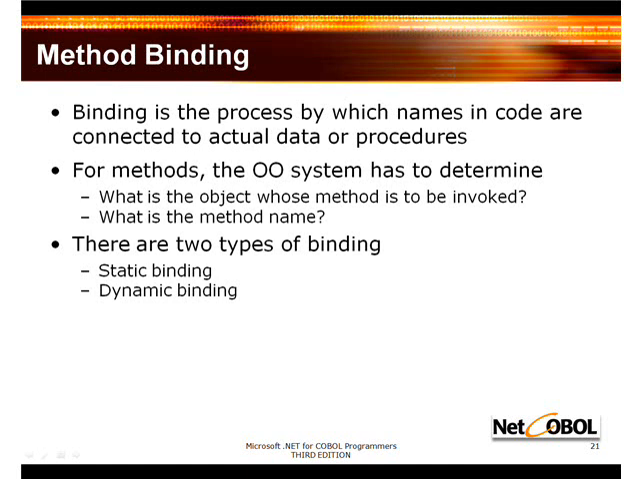Method binding is the process by which names in code are connected to actual data or procedures. For methods, the object-oriented system has to determine the method name and the object that is to be invoked. There are two types of binding. Static binding happens at compile time and can be implemented when all of the objects and their constituent methods can be resolved. Conversely, dynamic binding occurs at execution time. This method of binding is used when the object and method to be executed cannot be resolved until execution time.